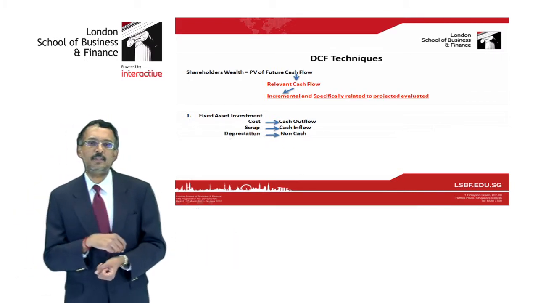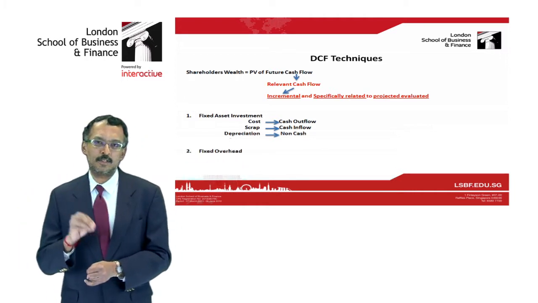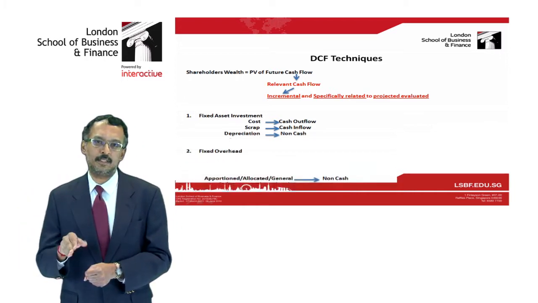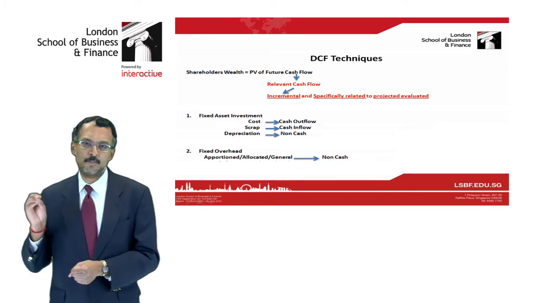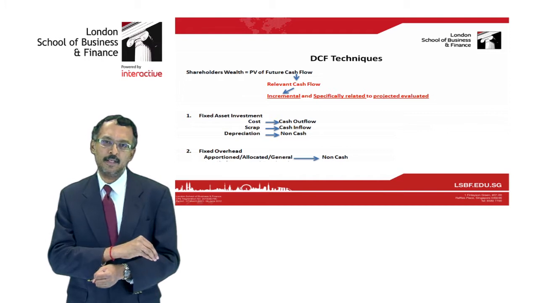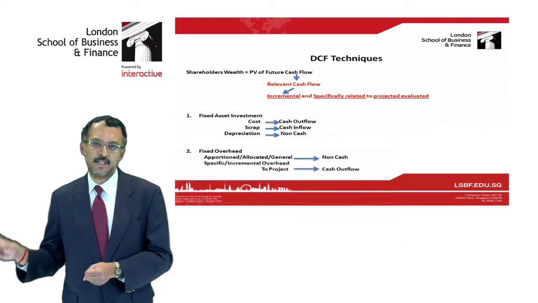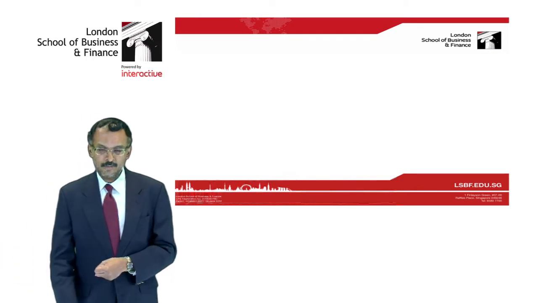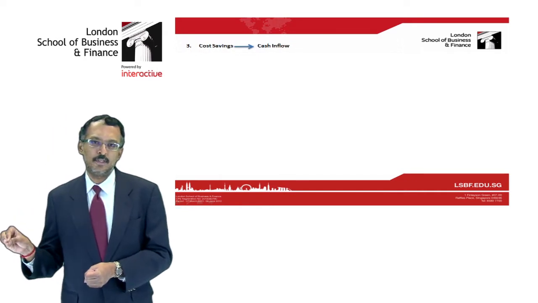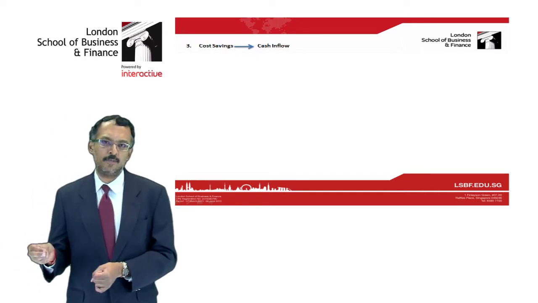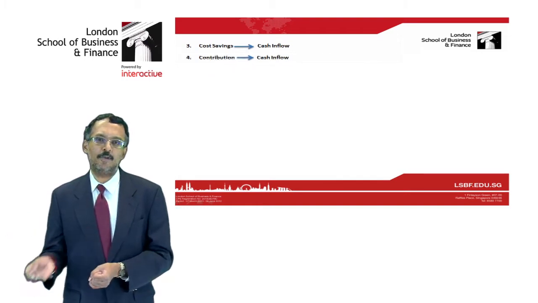Second principle, we are looking at fixed overhead. Fixed overheads is always treated as non-cash if it is allocated or apportioned. However, if the fixed overhead is specifically on a particular project, then it is a relevant cash outflow for that particular project. Besides that, cost savings is also a cash inflow. Obviously, any cost saved will help to maximize shareholder wealth, resulting in cash inflow.